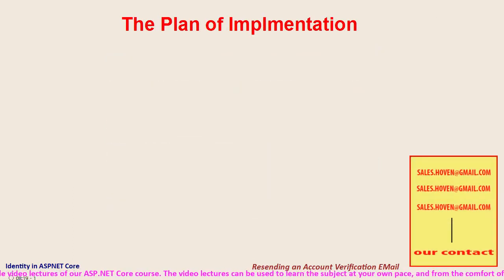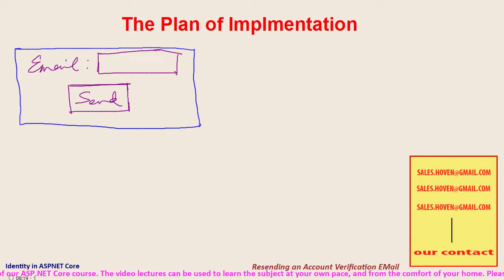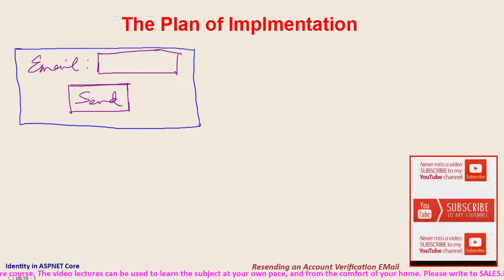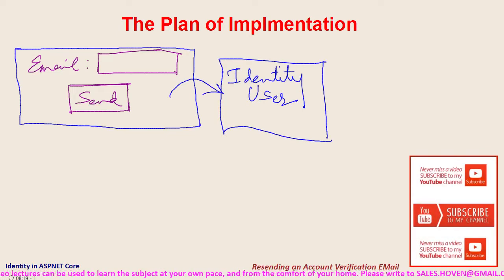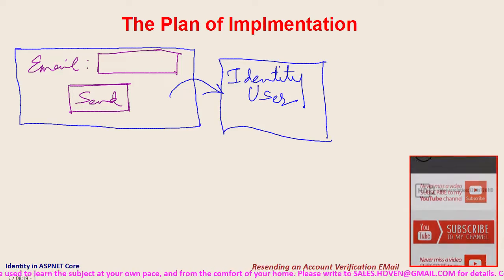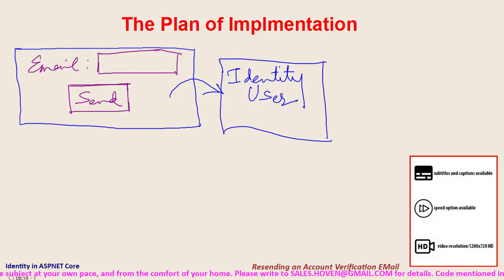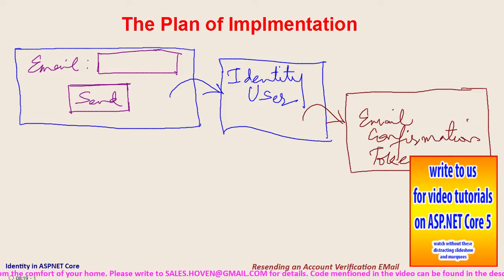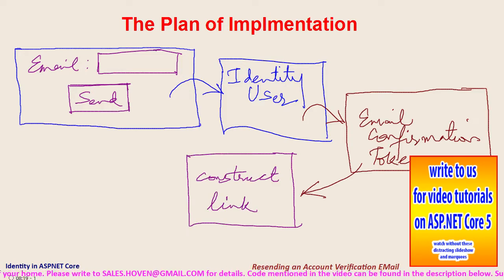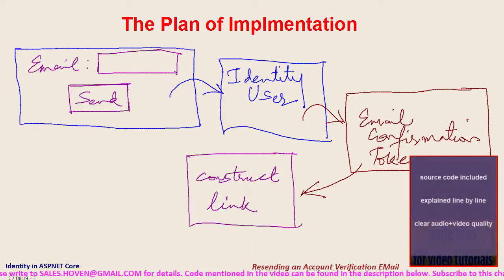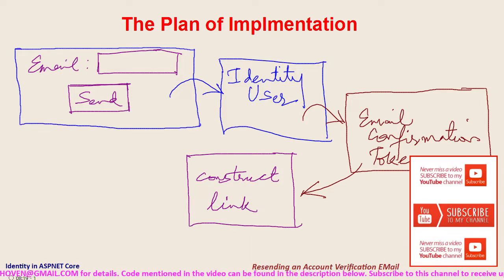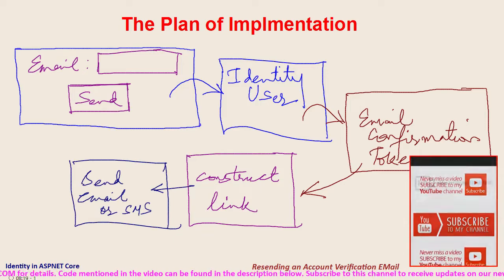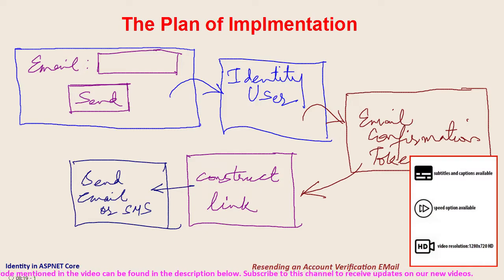First of all, we will ask the user to enter his email and submit the form to our server. On the server side, this email will be used to obtain the identity user record. Then, this instance will be used to generate an email confirmation token, and the token will in turn be used to construct the email confirmation link, which will be emailed or sent to the user in an SMS message.